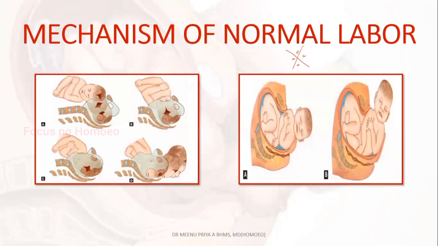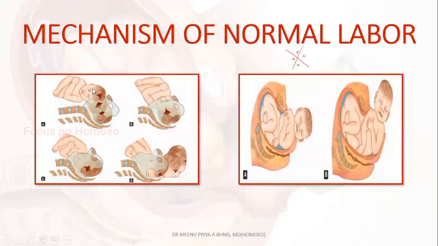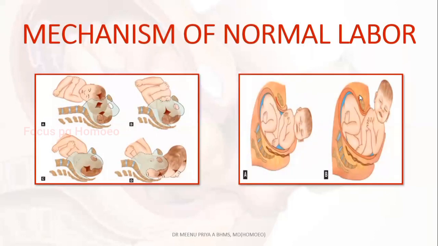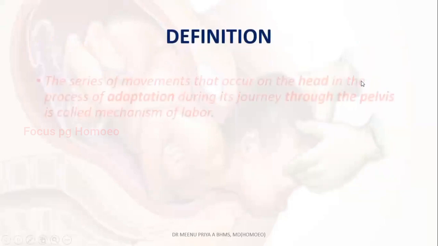So we can see in the picture what is happening. The head is entering into the pelvic cavity, and then it is coming out, and there is expulsion. The head has come out first, and then the shoulder is coming out second. So we will see what happens in the mechanism of normal labor.